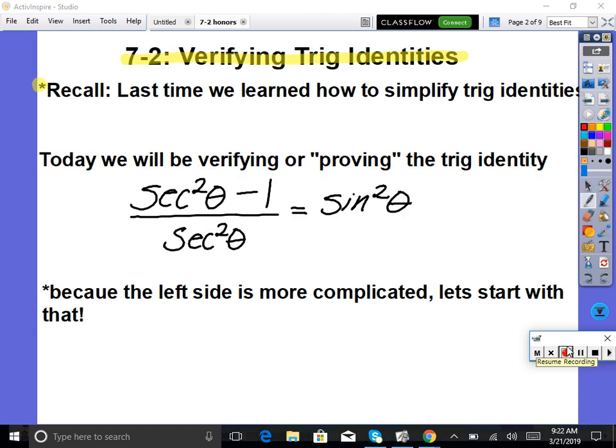We were just, it said, simplify the trig identity. That means you are not given the answer. You have to just know when to stop.